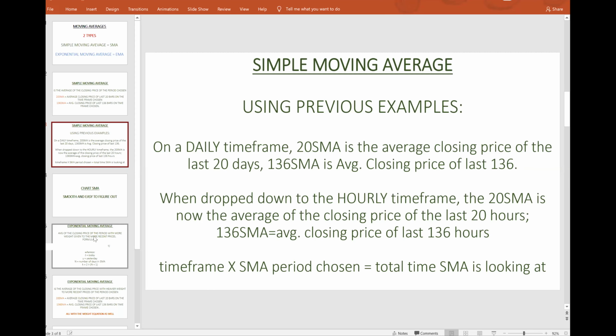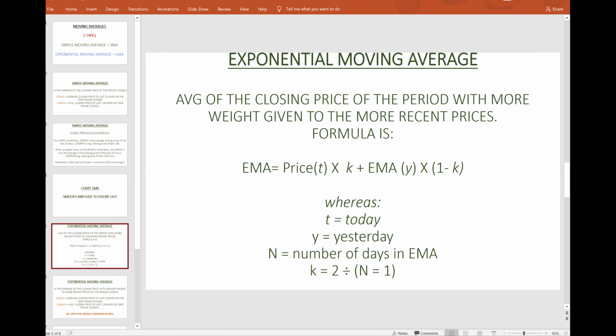Now, the exponential is a little bit different because it takes the closing price of that period, but it also puts the weight on the more recent prices. So when that happens, I put this formula here. I don't necessarily care about the formula because I'm not going to do it by hand, but this is for everybody if they want to try to figure it out on their own. But essentially what it does is it takes the last couple closing prices and puts more weight on those so that the price of the actual moving average line reacts a little sharper to the most recent prices.